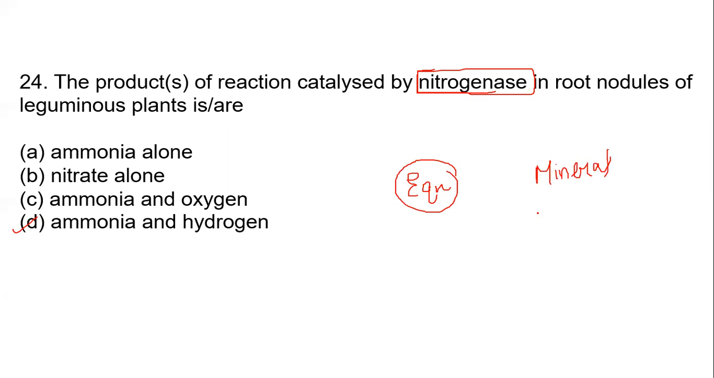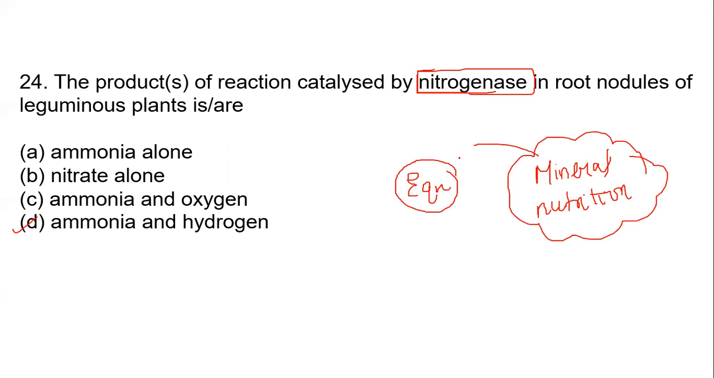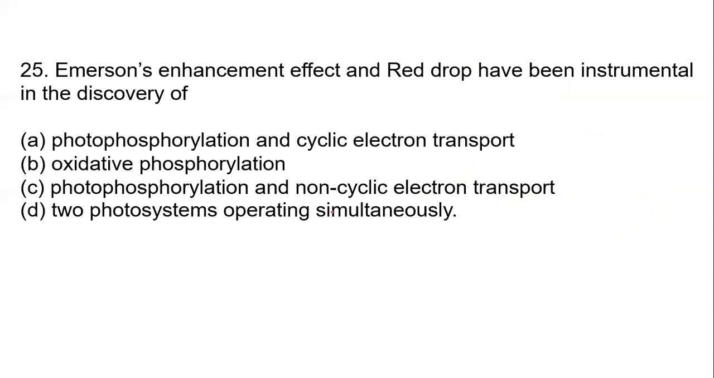For NEET 2023, if anybody is watching, I'll be taking this chapter very soon. Mineral nutrition: at the last page of the chapter, you will have an equation happening in the root nodules of leguminous plants that is leading to the formation of two substances, that is ammonia and hydrogen. Clear, everybody? Clear. Moving on to question number 25.